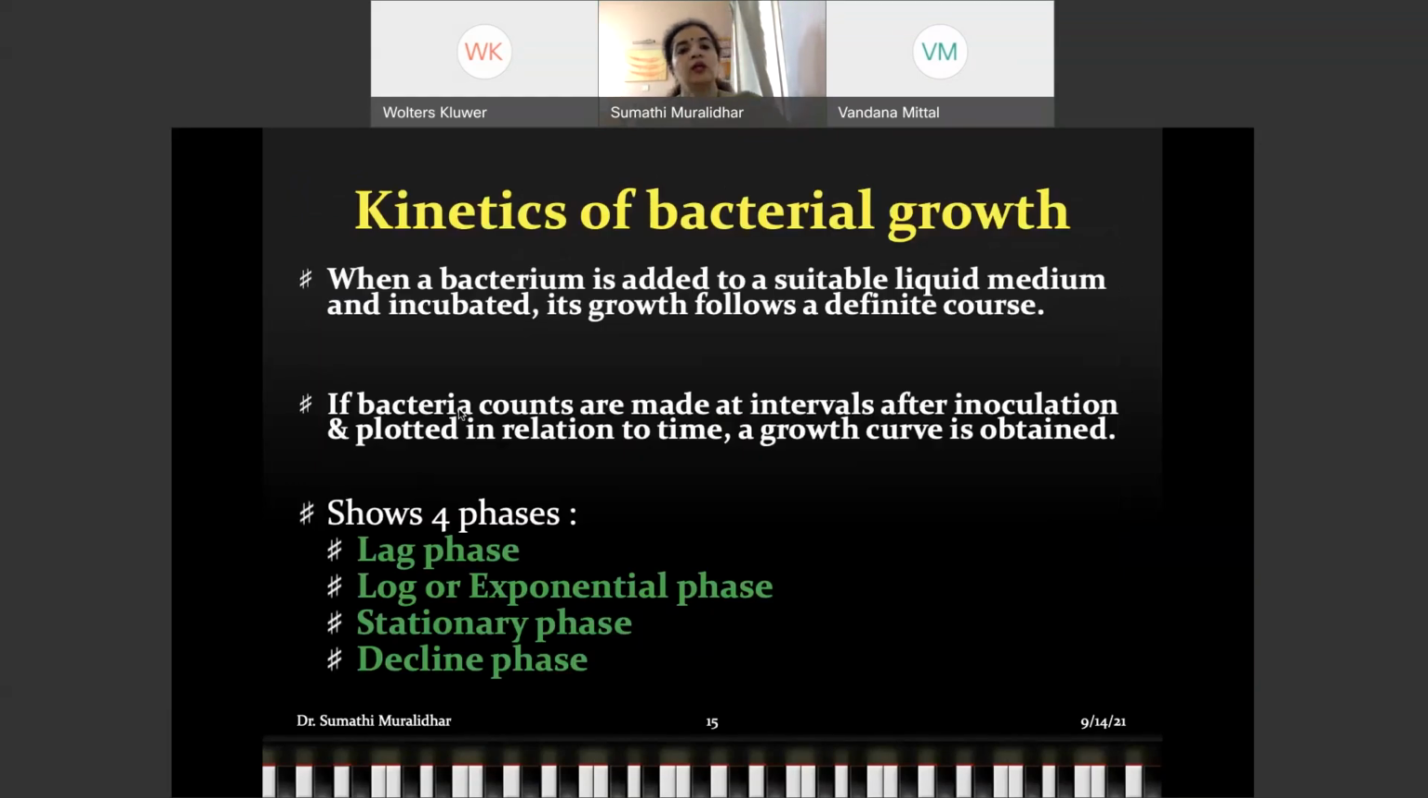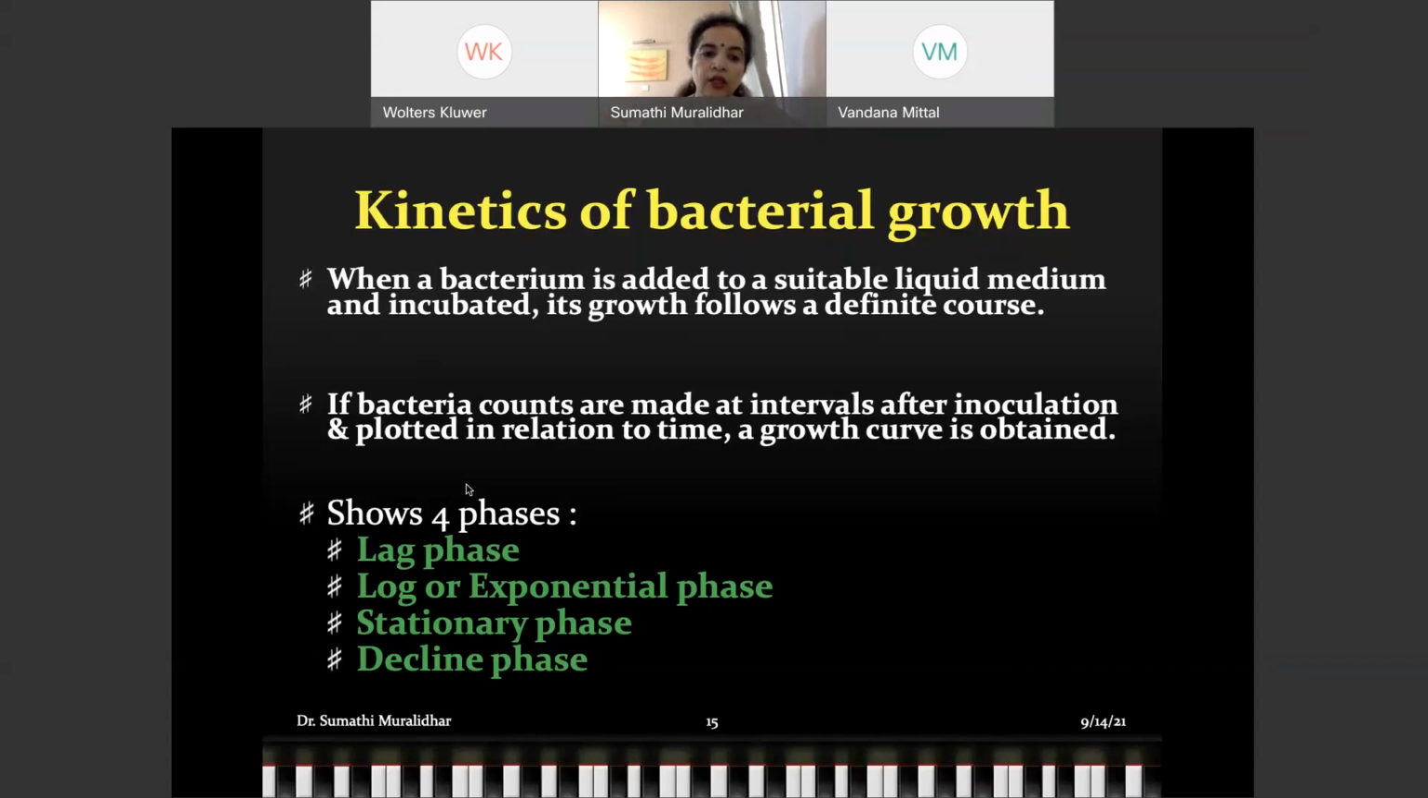Now, coming to the kinetics of bacterial growth. When you add one bacterium into a suitable liquid medium, what happens? If you add it in a suitable liquid medium where there is enough nutrition for it to grow and all other conditions of growth are fulfilled, and you incubate it at appropriate temperature, the bacteria will grow. The bacterial counts are made at intervals after inoculation, and this can be plotted in a graph that is called the bacterial growth curve. So how does the bacteria grow? What are the phases of growth?